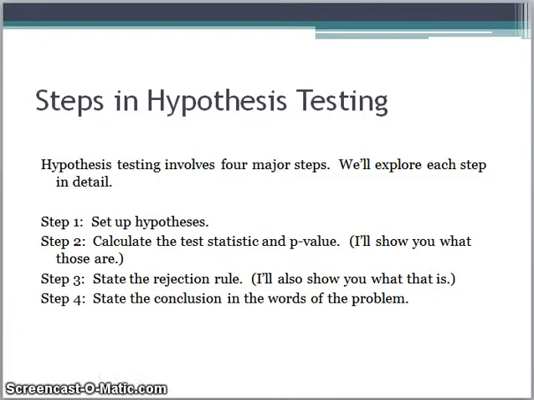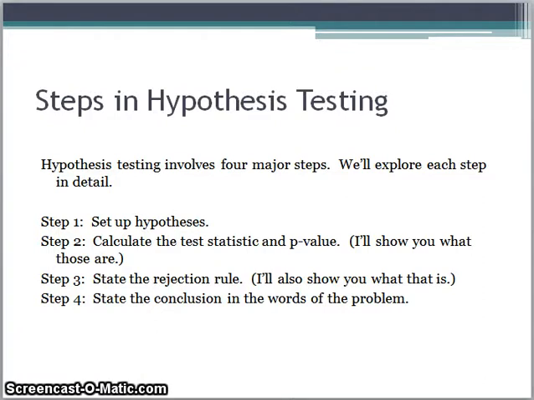So that's the concept. There are 4 steps of hypothesis testing, and I'm going to walk you through each one of them. First one, we have to set up the hypotheses, and I'll show you how to do each one of these. Step 2, we have to calculate something called the test statistic and the p-value. Step 3, we have to state the rejection rule. And I have to tell you what that is. Step 4, we have to state the conclusion. There's two parts of it in the words of the problem.